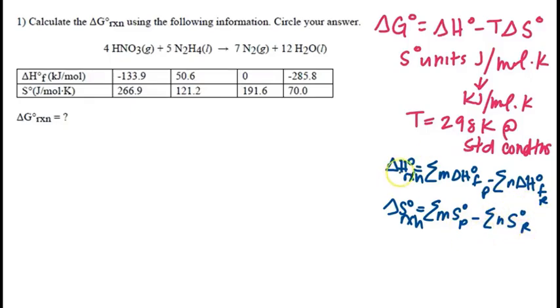So let's go ahead and get these two numbers, and then we'll take our delta S naught of the reaction and convert it to kilojoules per mole Kelvin. Once we have both of our values, and we already have our temperature, we can plug them in and solve for delta G naught, which is what this question is looking for.